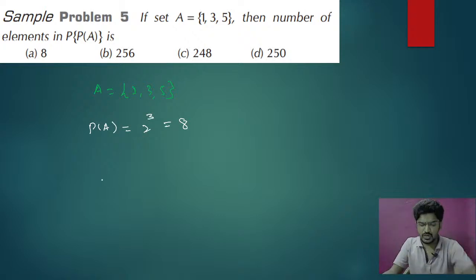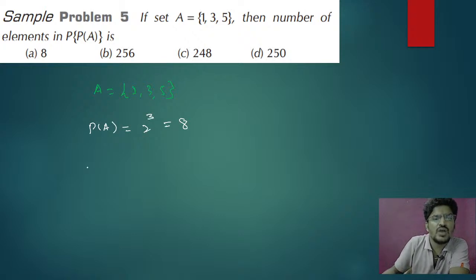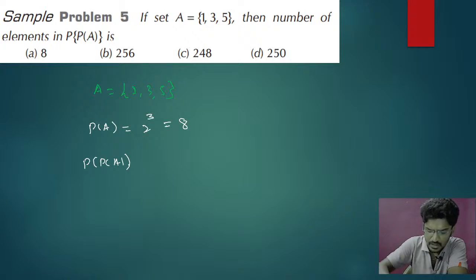Now try to give me the answer. I will give you time for 1 minute. Try to give me the answer. What is your answer for this particular question? Try to give me very quickly. So now I want P of P of A. So what is P of P of A?